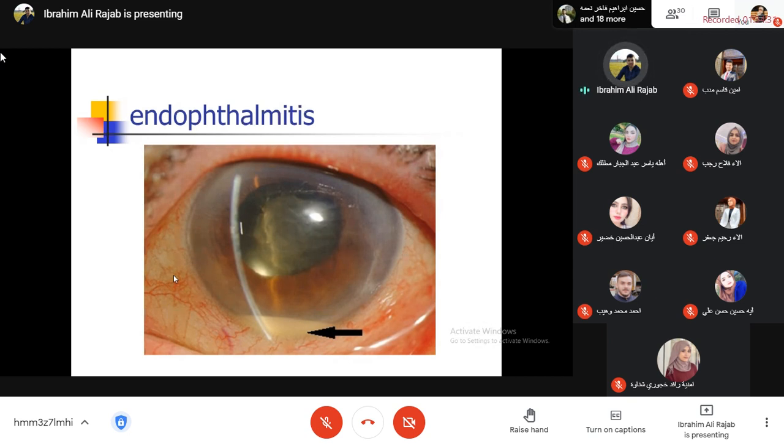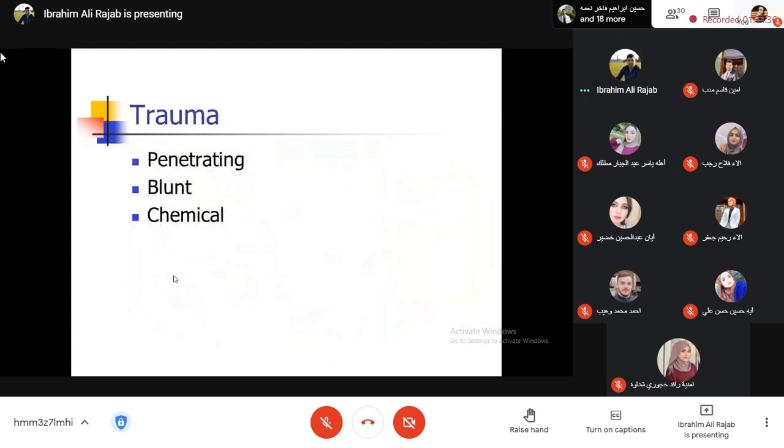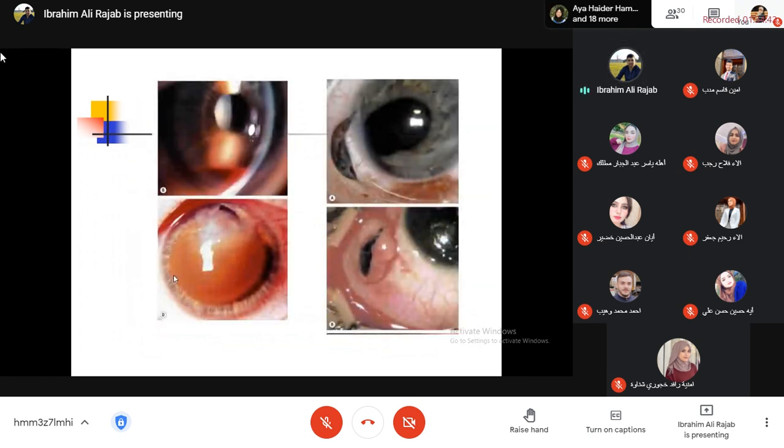and we inject antibiotic during the surgery. A trauma may cause red eye, whether it is penetrating. For example, in picture A, it will be described by Amani.